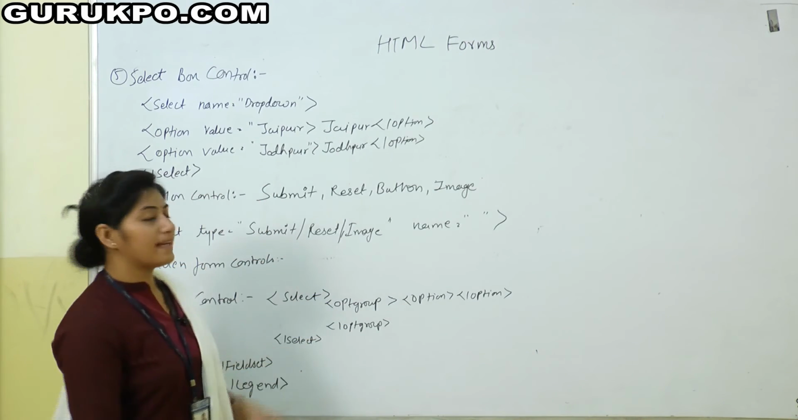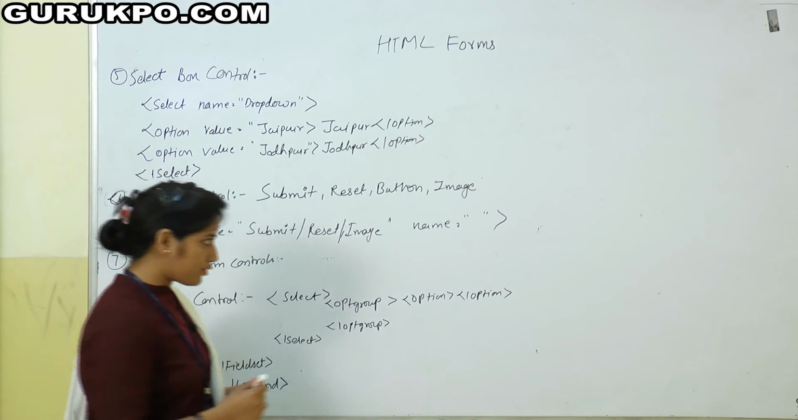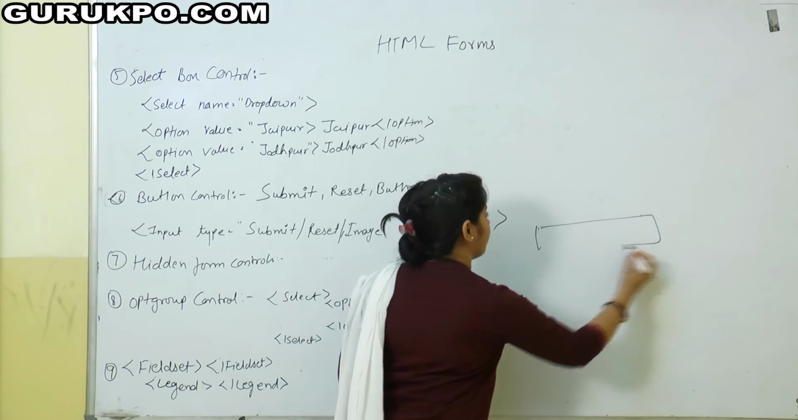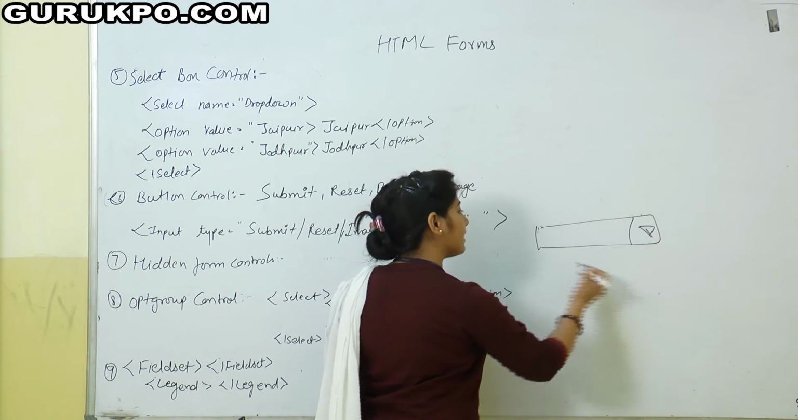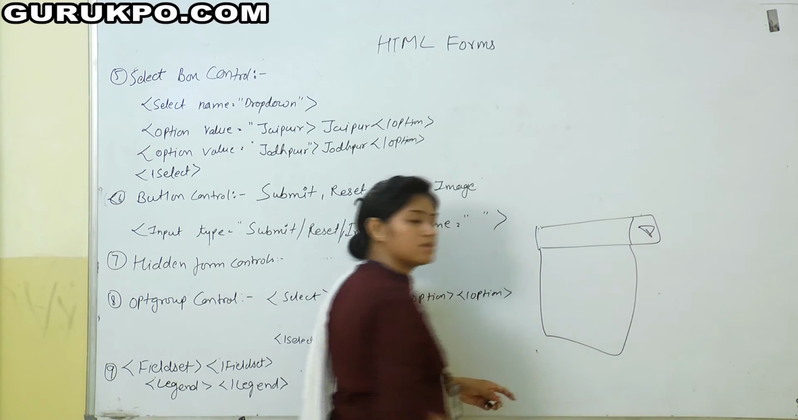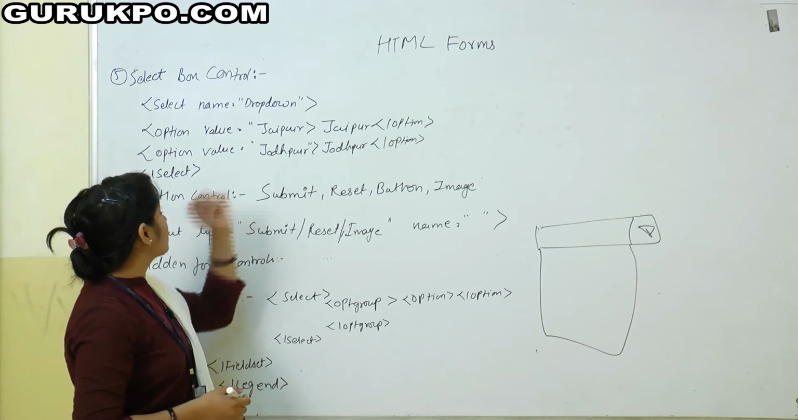Next control is the select box control. We use the select box control to create a drop down list. A drop down list is one in which we have a box and on the right hand side an arrow symbol. When we click on that symbol, then the list opens. So a drop down list is created by the select box control.